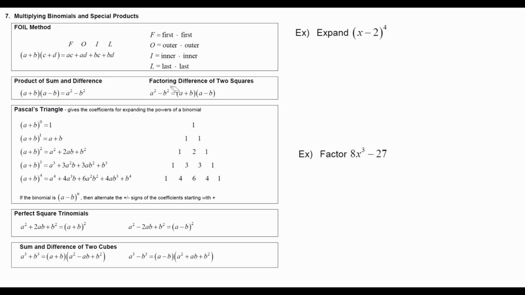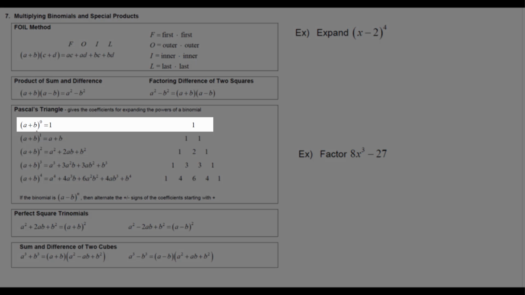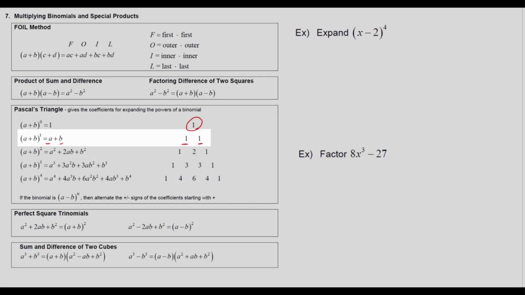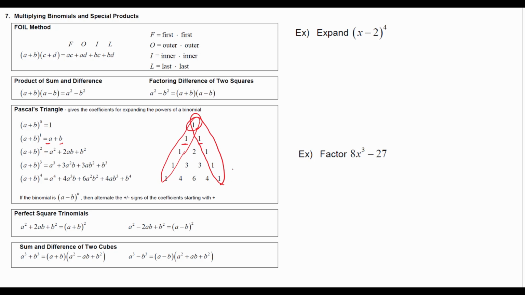Pascal's triangle gives the coefficients of expansion of binomials. So as you see, if you have any binomial to the zeroth power, since anything to the zeroth power is 1, you do get 1 here. And a plus b to the first power is a plus b, so the coefficients are 1 and 1. From there, the last ones are always 1. And then you gain the middle by adding those two. So those two create this number. When you add these two, it creates this number.